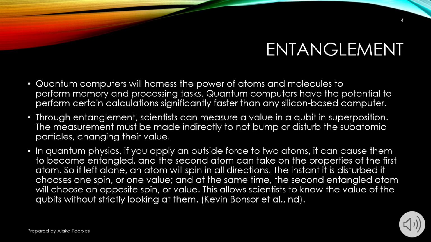So you get these inaccurate values. So in quantum physics, if you apply an outside force to two atoms, it can cause them to become entangled, and the second atom can take on the properties of the first atom. So if left alone, an atom will spin in all directions, and the instant it is disturbed, it chooses one spin or one value. And at the same time, the second entangled atom will choose an opposite spin or value. This allows scientists to know the value of qubits without necessarily looking at them.